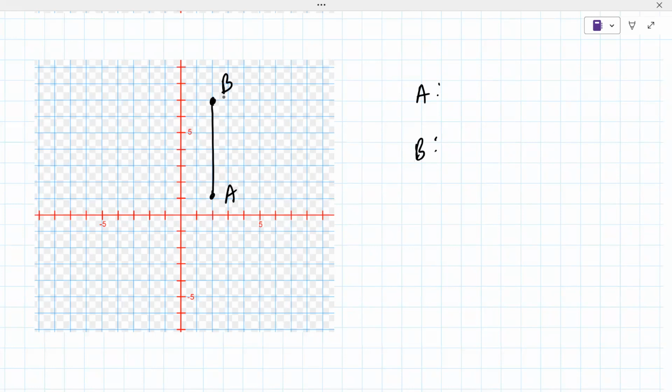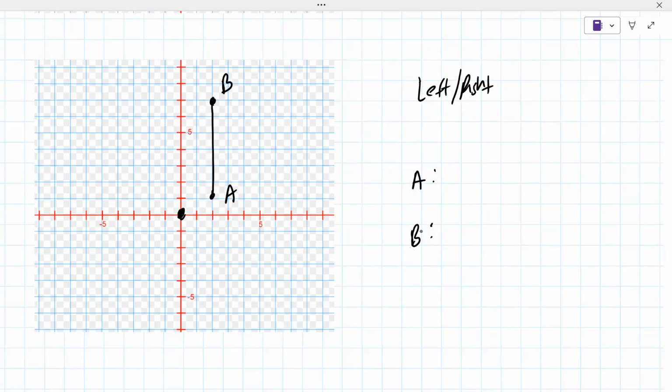1, 7. Try again. 7, 1. So you're starting at the origin. To write an ordered pair, you always go left or right first. The first coordinate tells you how much left or right you're going.